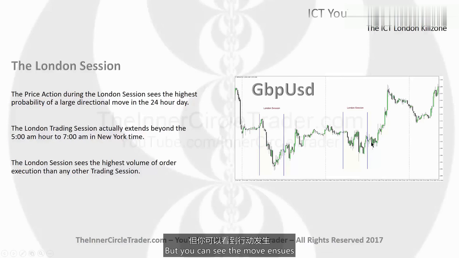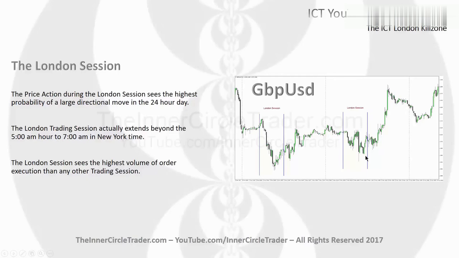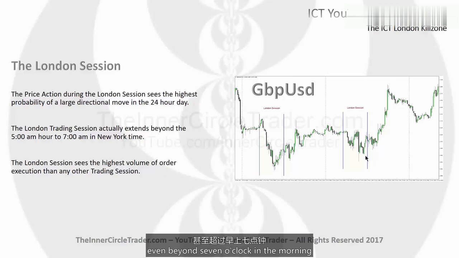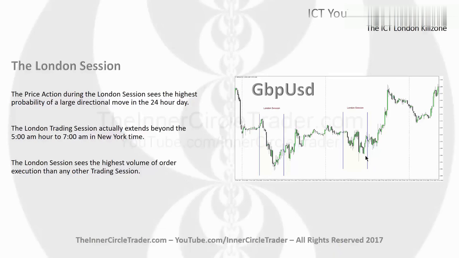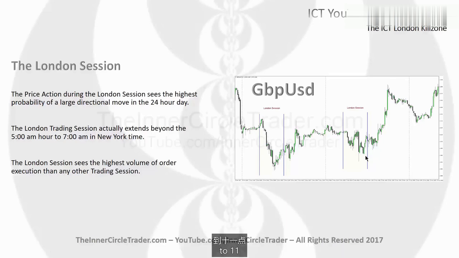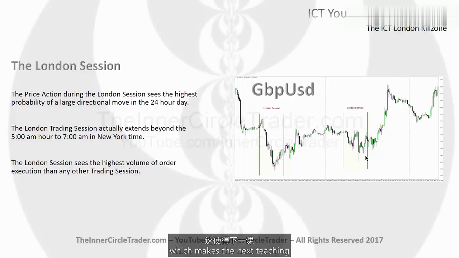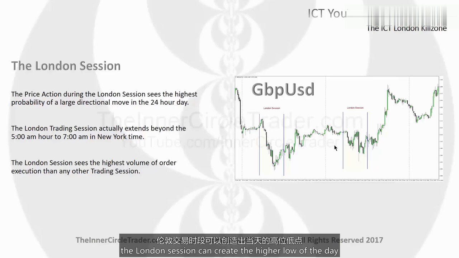But you can see the move ensues after the crossover from the London session and then the beginning of the New York session. Now, the London session technically extends even beyond 7 o'clock in the morning, up into 10 to 11 o'clock in the morning New York time. So basically it's 3 o'clock in the morning New York time to 11 a.m. to noon, all relative to New York time. So there's an overlap of New York and London trading, which makes the next teaching a little bit more interesting as well.